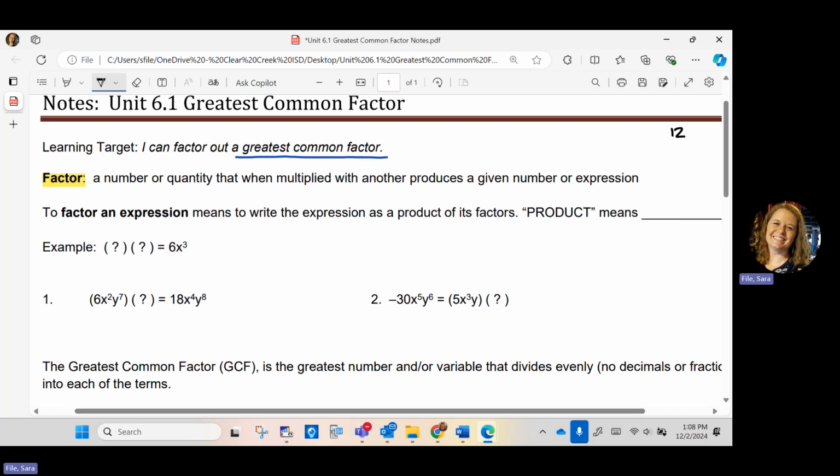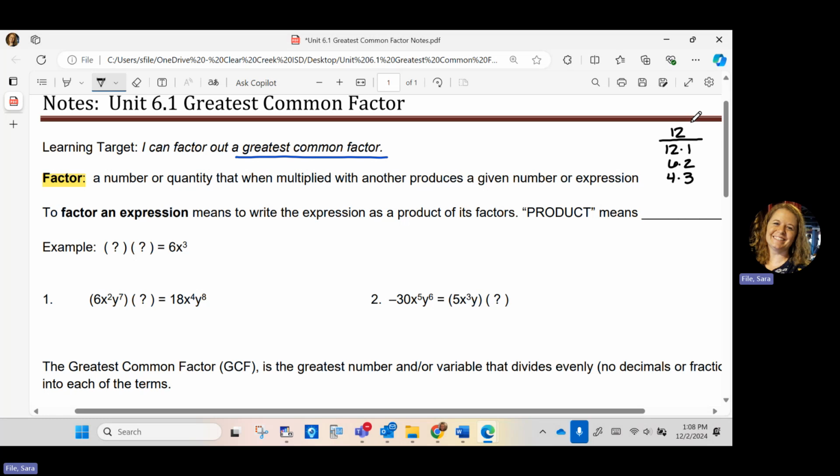So the factors of 12 could be 12 times 1. It could be 6 times 2. It could be 4 times 3. Do you all understand that? Those are all factors of 12. They're all numbers that when multiplied by another number would give you that number 12. So when we say factor, that's what we're talking about. That's a list of factors of 12.